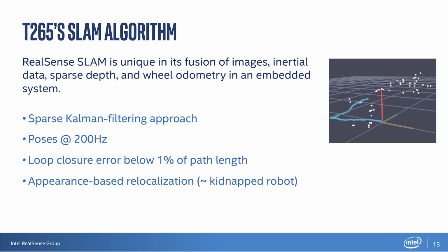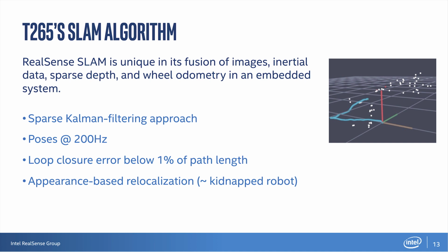Talking about the algorithm inside, I mentioned it is VIO, following the nomenclature from the second slide. It is a sparse Kalman filtering approach, and I mentioned the poses are output at 200 hertz and very low latency. That makes it usable for applications such as virtual reality, augmented reality, or also for the control of robots with fast dynamics, such as drones. And in our testing, the accuracy, the loop closure error, was always below 1% of the path length.